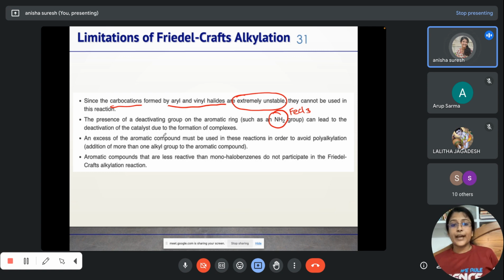Then an excess of the aromatic compound must be used in these reactions in order to avoid polyalkylation. So in case of Friedel-Crafts alkylation reaction, we have to use more of the aromatic compounds. Otherwise, alkyl groups can add on more than one position of the aromatic compound. Then aromatic compounds that are less reactive than monohalobenzenes do not participate in the Friedel-Crafts alkylation reaction. If aromatic compounds are less reactive than monohalobenzenes, they will not participate in Friedel-Crafts alkylation reaction. So these are the limitations of the Friedel-Crafts alkylation reaction.